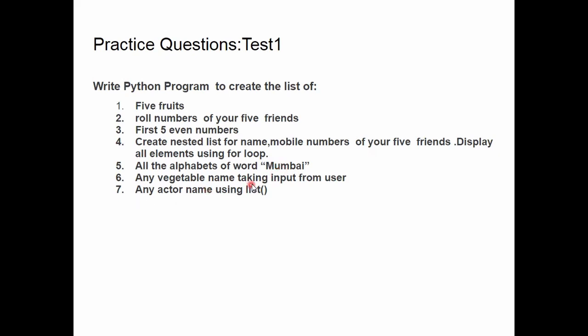Then take any vegetable name. We will take the element of the list as a vegetable name, where we are going to ask the user to enter the vegetable name. So which function you have to use, that you have to remember. And the last one is a very favorite one: write your favorite actor names by using the list function. Hope you will try to solve all these questions, and if you want the solution, request it in the comments and I will provide the solution also.